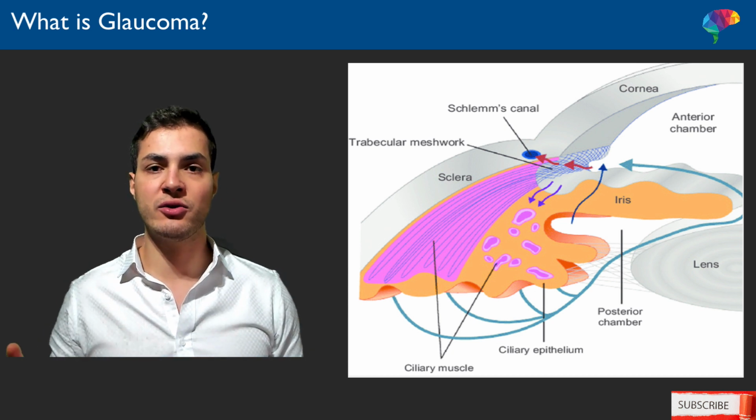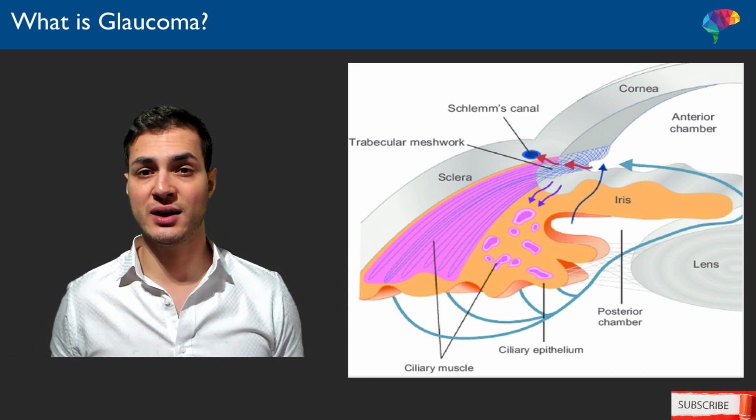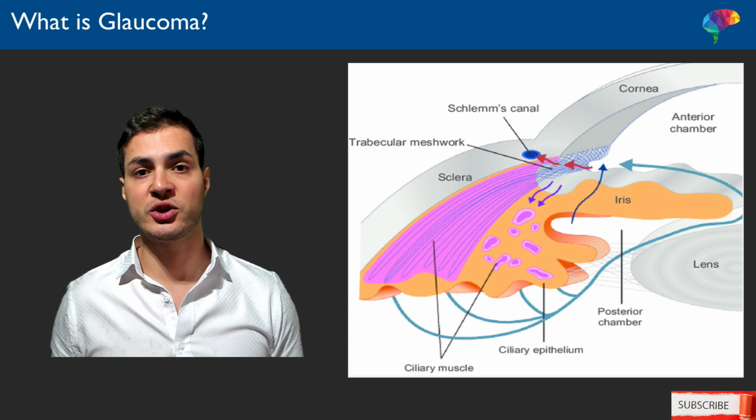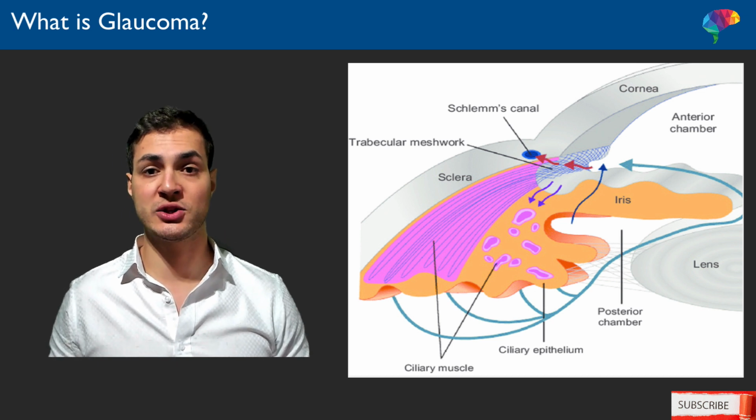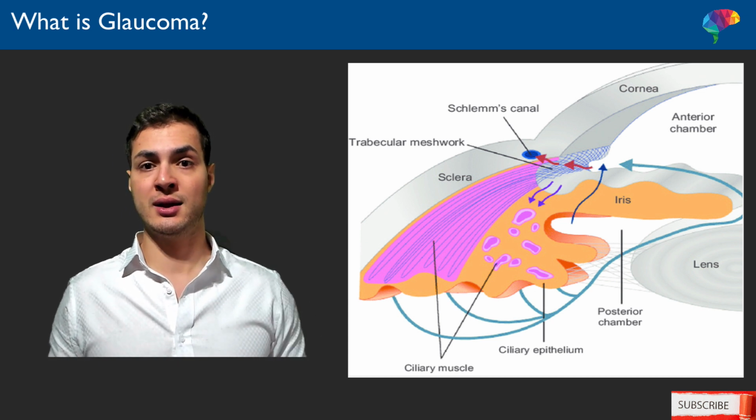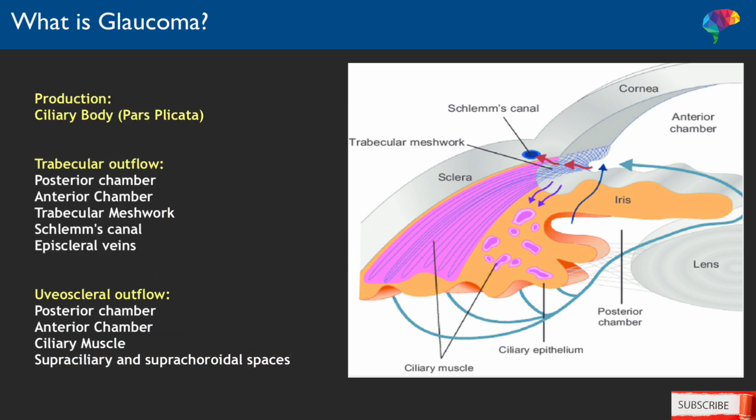And there are two main drainage pathways. The main drainage pathway is called the trabecular pathway, which drains over 70% of the aqueous humor. Now in this pathway, the aqueous humor travels through the anterior chamber, through the trabecular meshwork and Schlemm's canal. The second pathway is called the uveoscleral pathway. Less fluid drains through that pathway.